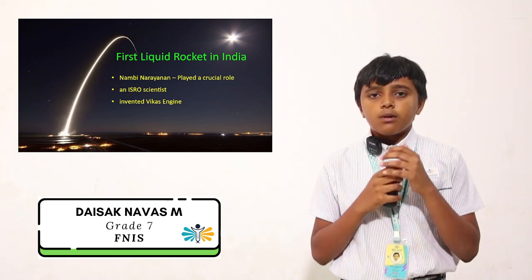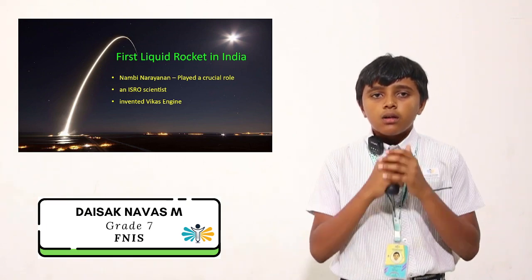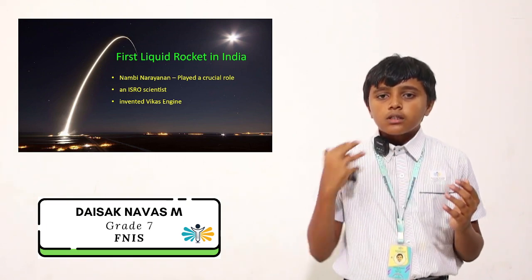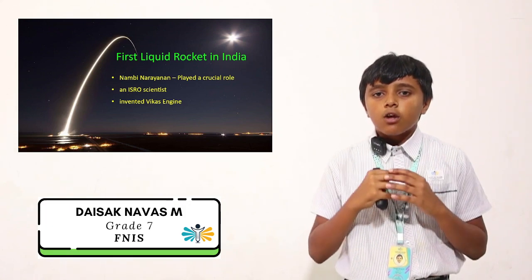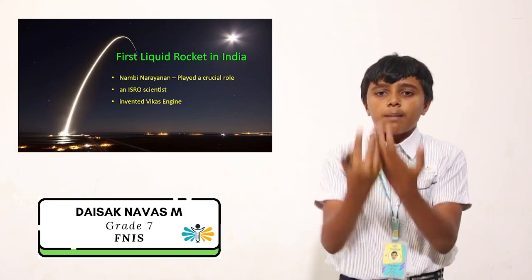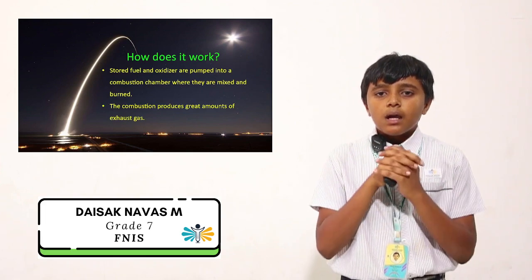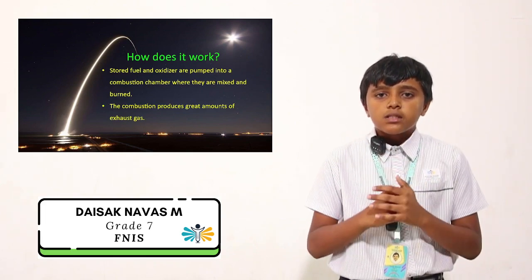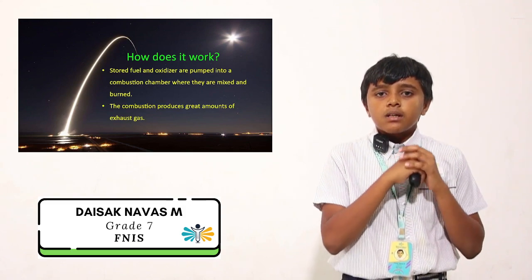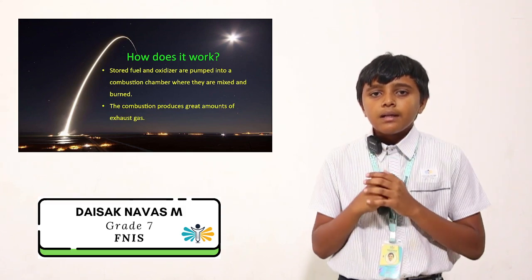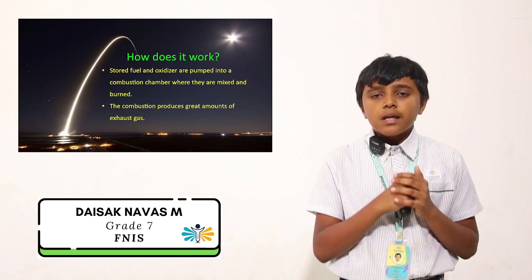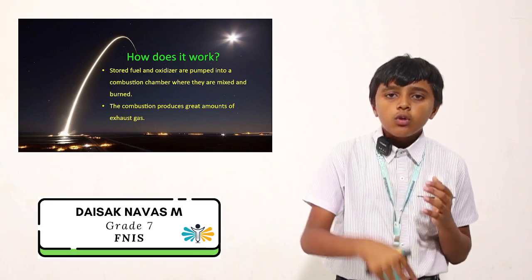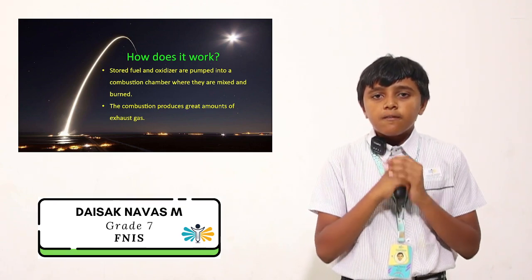Now we will see about the working of a liquid rocket. The stored fuel and stored oxidizer in a liquid rocket are pushed into the combustion chamber where they are mixed and burnt. This combustion produces great amounts of exhaust gas which is rich in temperature and pressure. This exhaust gas is passed through a nozzle which accelerates the flow.